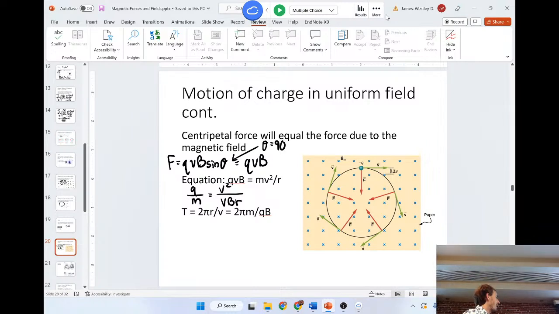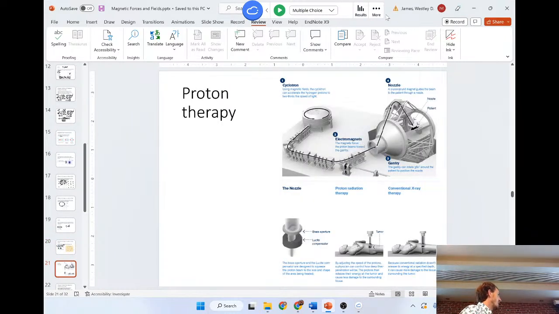A very useful medical application of this is proton therapy, where they accelerate protons to a high speed using magnetic fields. Even CERN basically does the same thing. They use magnetic fields to make charges move, and they can get those charges moving faster and faster in a circular motion. If you have heard of proton therapy, it's super interesting. I want to talk about it.